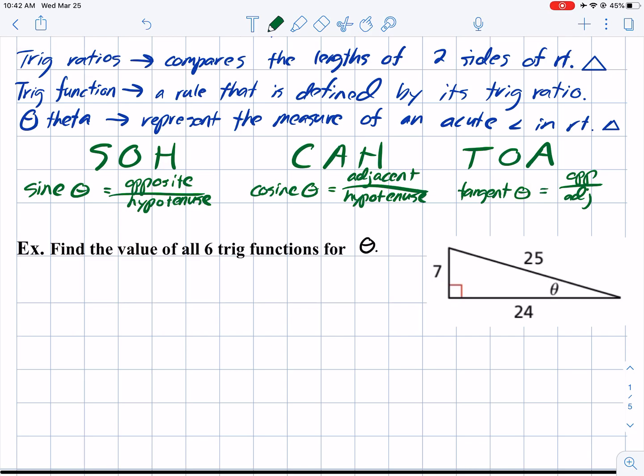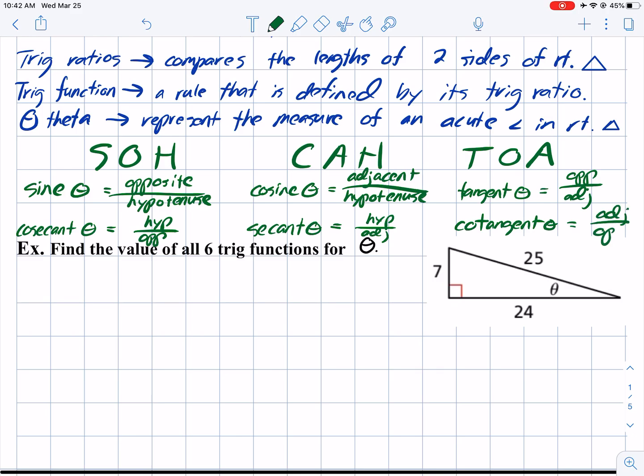And there's actually three more, which are just the reciprocals of these trig ratios. So the reciprocal of sine is cosecant of theta, which would just be the reciprocal, hypotenuse over opposite. Cosecant is the reciprocal of sine. Secant, which is the reciprocal of cosine, so hypotenuse over adjacent. And last but not least, cotangent, which is the reciprocal of tangent, adjacent over opposite. Okay.